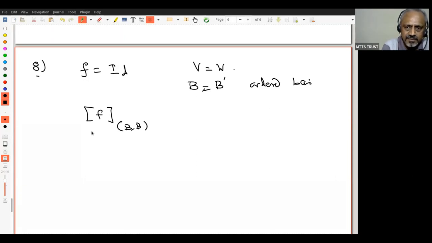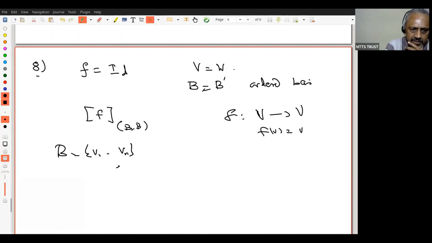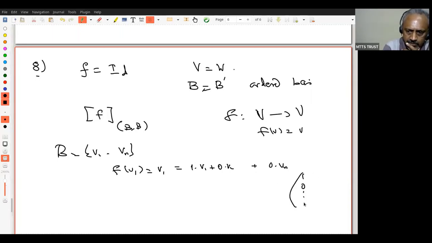Yeah, is that clear to you? F is here from V to V, identity matrix, F of V is V. I want to know what it is. Yeah, let us look at it. So let B equal to V1 to Vn be the ordered basis. Then what is F of V1? It is V1. But what is the B dash? In B dash it is 1 times V1 plus 0 times V2 plus 0 times Vn. Therefore, what is the first column? First column will be 1, 0, 0, 0, 0.